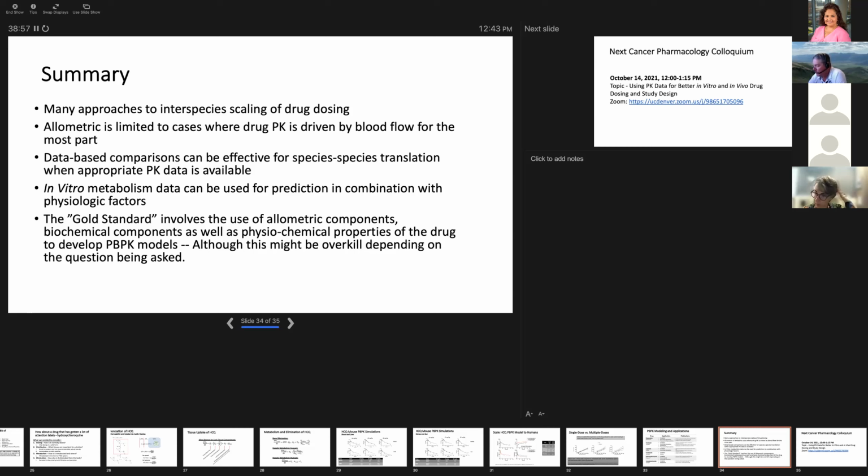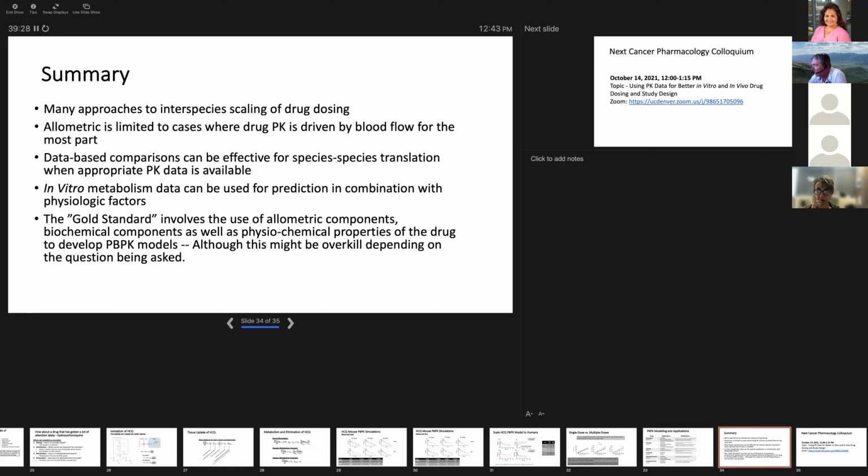And people have tried to predict overall clearance and intrinsic clearance using metabolic parameters. There are software packages written to do this. Sometimes they work, sometimes they don't. Sometimes the allometry and some other things are really critical. And then the gold standard really involves all of these things. You've got allometric components, physicochemical properties, and biochemical components, and this might be overkill in a lot of situations, depending on the question being asked.